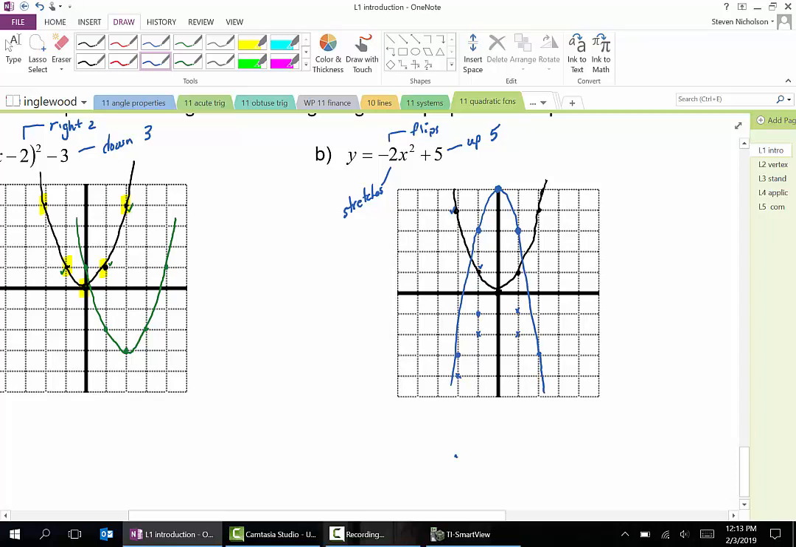So the key ideas for this introduction are what a parabola looks like, and when you start to add to the basic y = x², what do those numbers do?